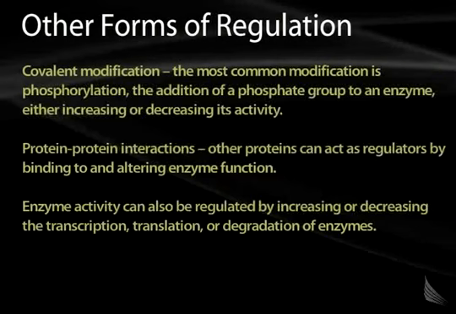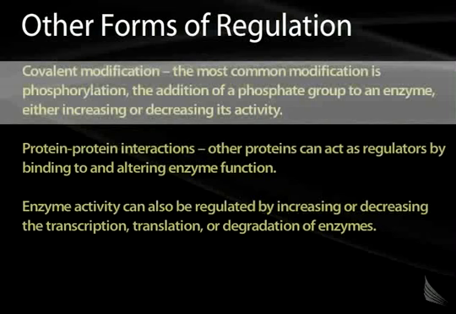Here are some other forms of regulation that we'll talk about just briefly. Covalent modification. The most common modification is phosphorylation, the addition of a phosphate group to an enzyme, which can either increase or decrease its activity. And when we talk about metabolic processes, we'll describe cases of both of those, both where phosphorylation increases or decreases the activity of an enzyme.